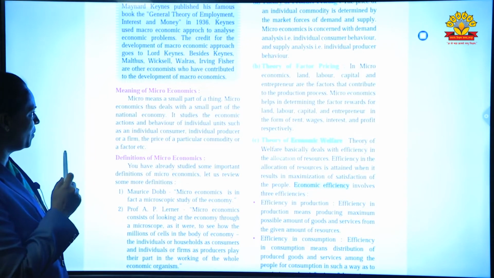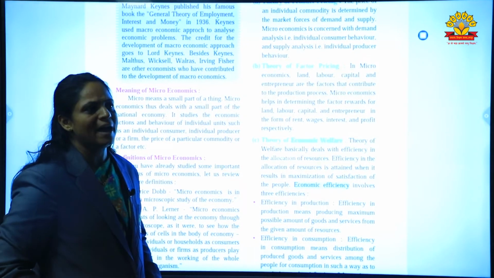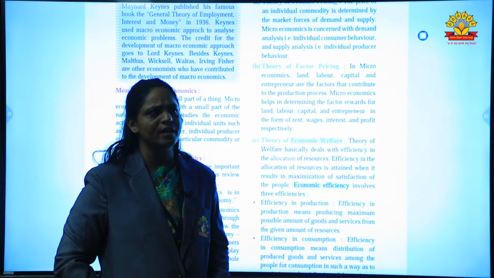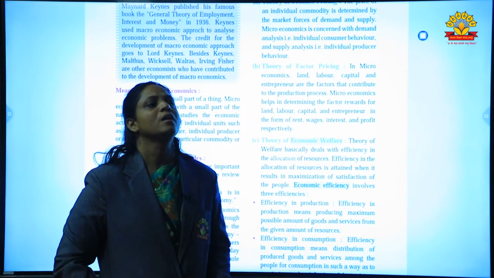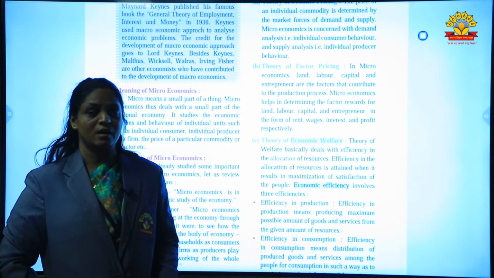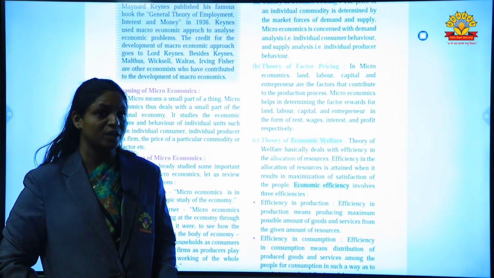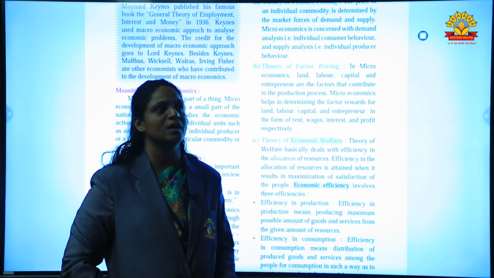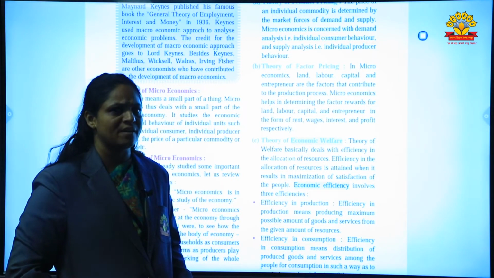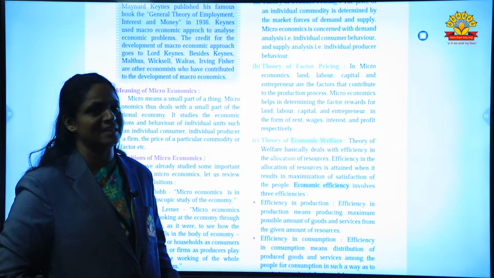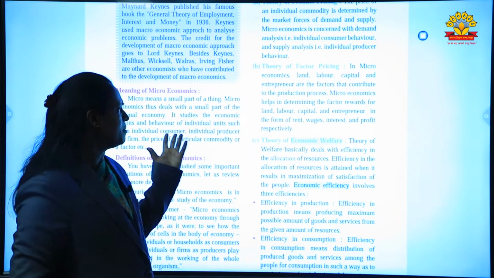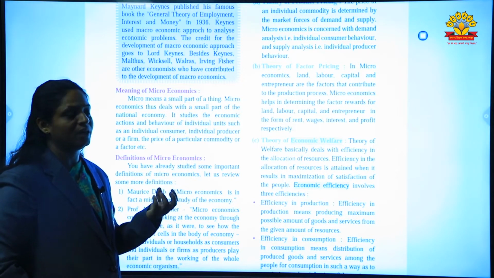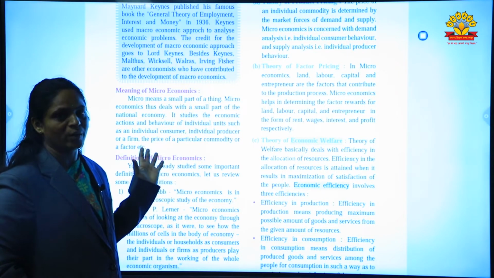Let us see the meaning of microeconomics. As we know, the word is derived from mikros, which means small. When we study an individual part of the economy, that part may be demand analysis, individual demand, supply, individual consumption, investment, or saving of an individual person. That part is known as microeconomics. In microeconomics, we study a single commodity, single things.